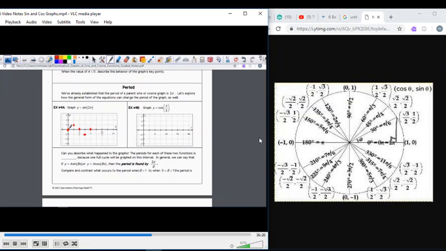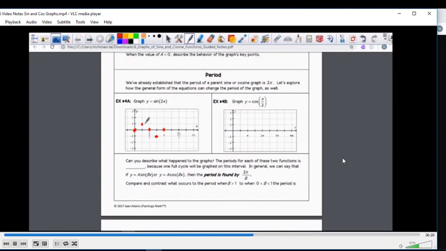So here we complete the entire pattern of the sine graph twice as fast. So we complete the entire pattern from 0 to pi.